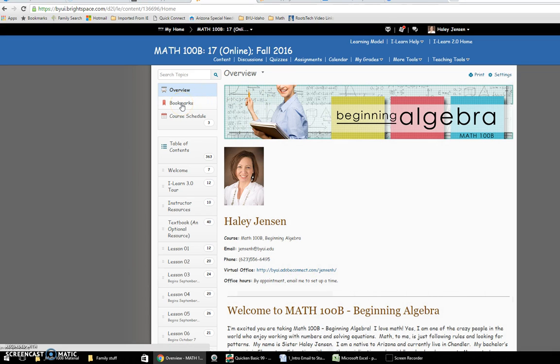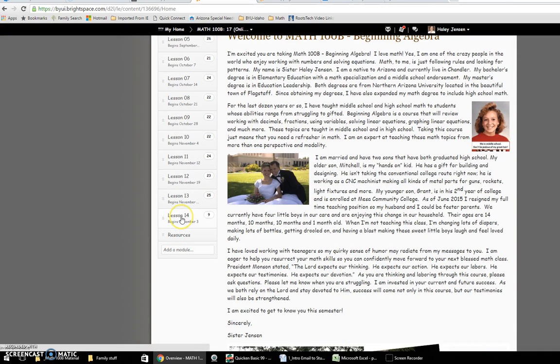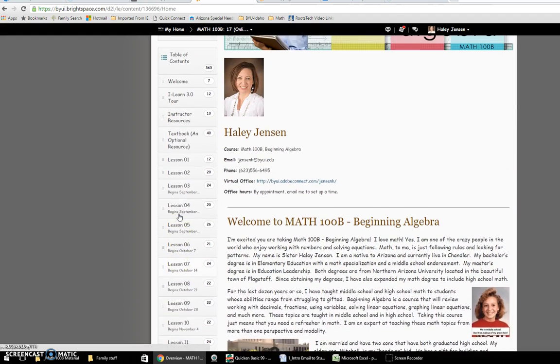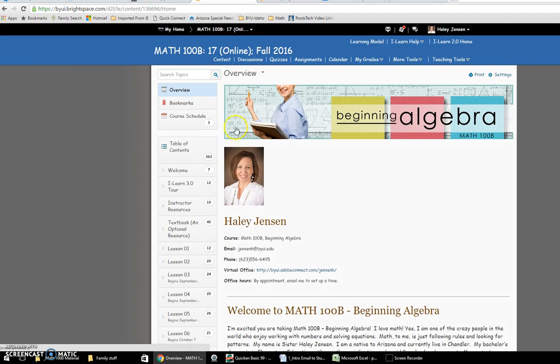You can have bookmarks for your class. If there are certain pages that you want to reference, you can add them here. There's also the course schedule, and those are things you can look at. The next thing I want to take you down to is the table of contents. So we have 14 weeks of lessons. I don't believe that you have these released yet, but you'll have those later on.